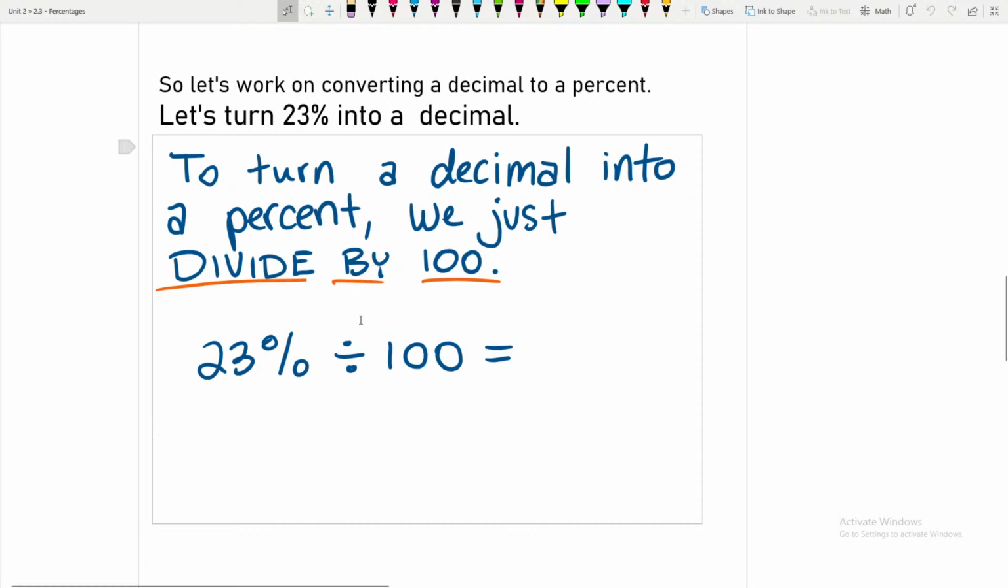equals, and if you can do that in your head, great. You may have been taught by teachers along the way different tricks for dividing by 100, for converting fractions into decimals. That's great, but if you're like me and you want to just do it on the calculator to be sure, you'll never go wrong, do it on the calculator. And here we get 0.23.